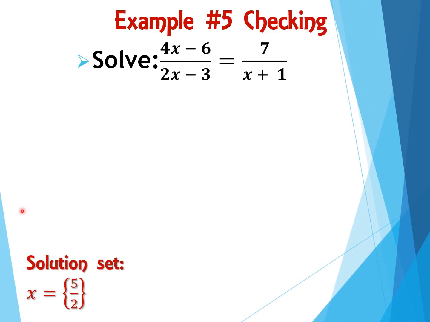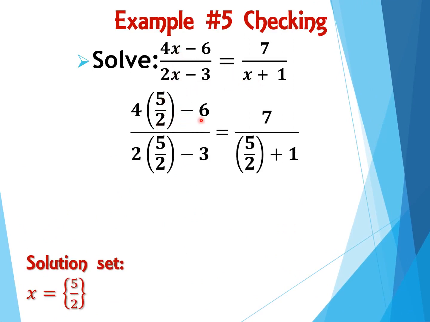Okay, let's do the checking for the solution set 5 over 2. So we will replace all the x's here by 5 halves. So that will give us 4 times 5 halves minus 6 divided by 2 times 5 halves minus 3 is equal to 7 divided by 5 halves plus 1. So this will give you 4 divided by 2 going down.